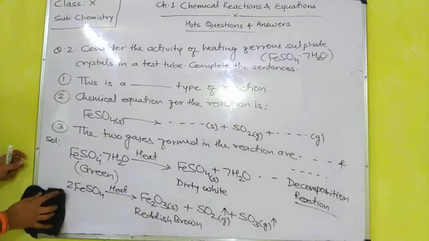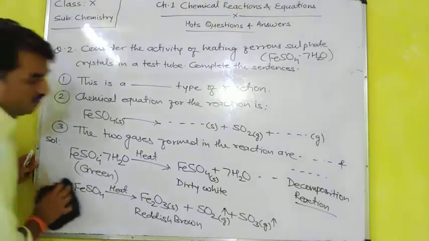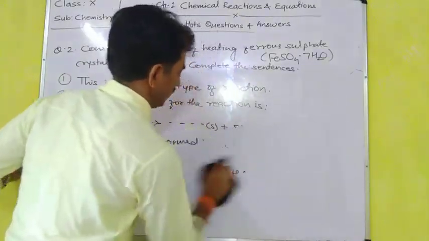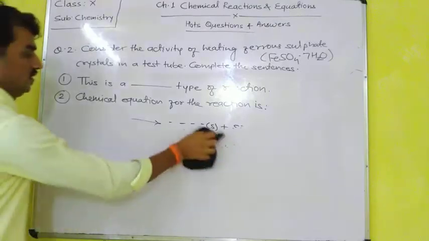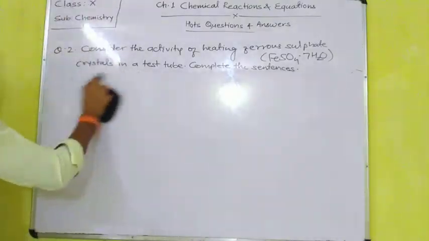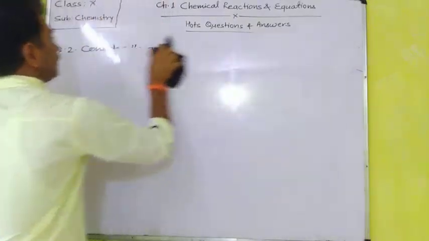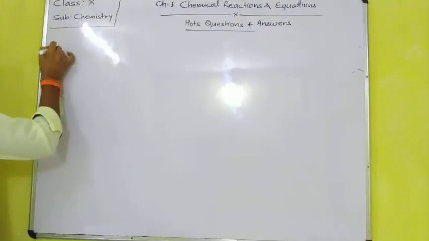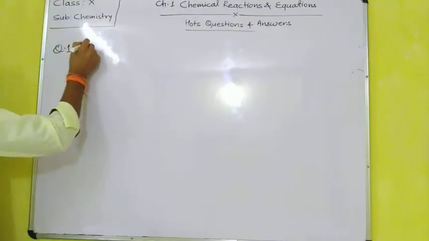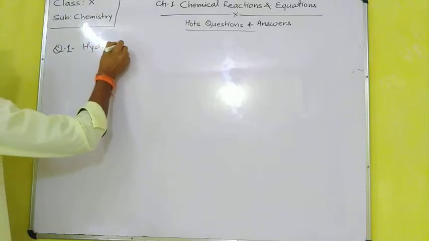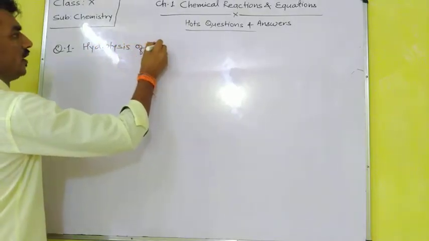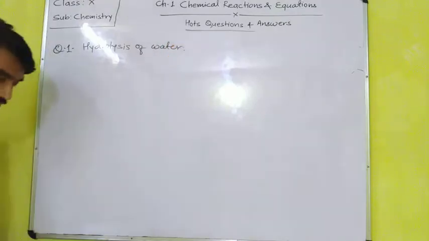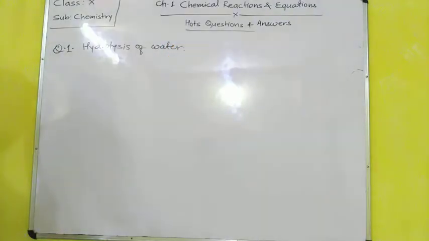Now, that previous question, I think you have written, yes. Actually, I forgot to discuss one part in the previous question. In question number one, hydrolysis of water, the first part, which we have not discussed: what is the volume of hydrogen and oxygen gas which is produced?